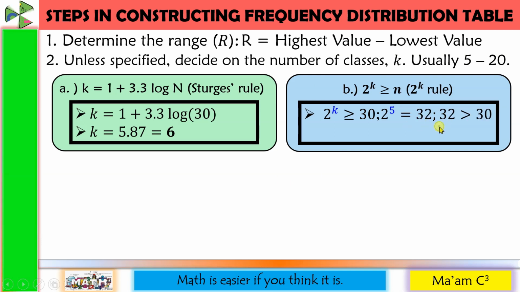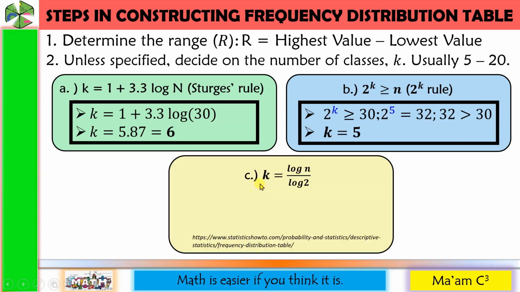And 32 is greater than 30. Therefore, our k is equal to 5. Another way, k is equal to the logarithm of n divided by the logarithm of 2. N again is the number of observations.